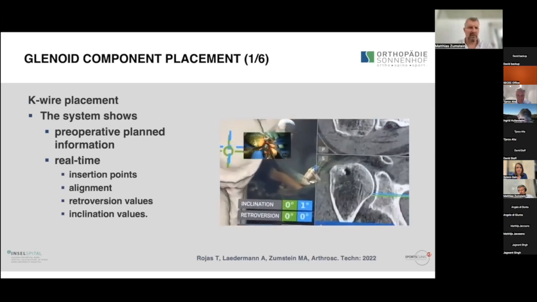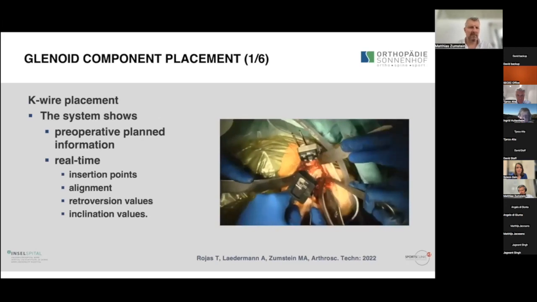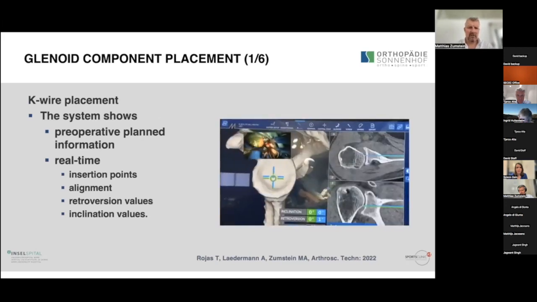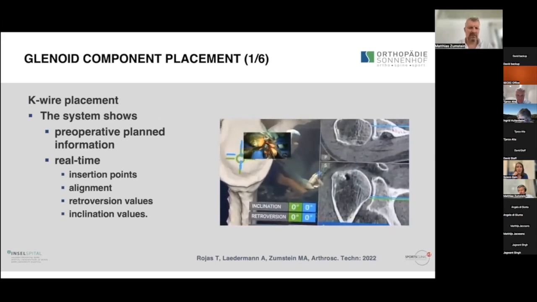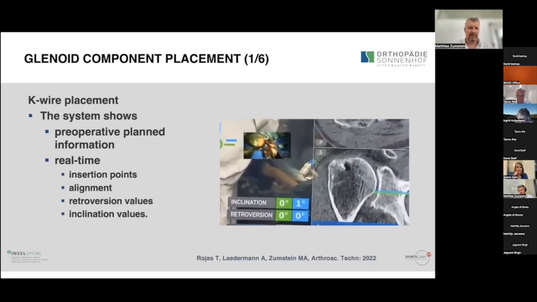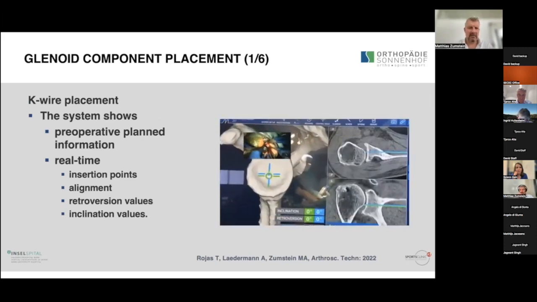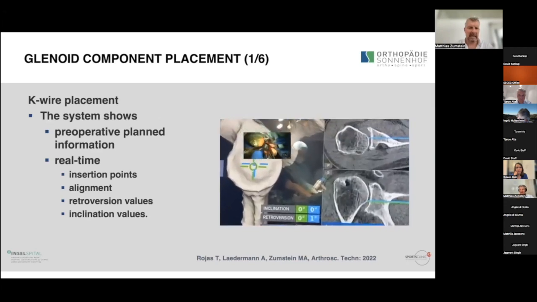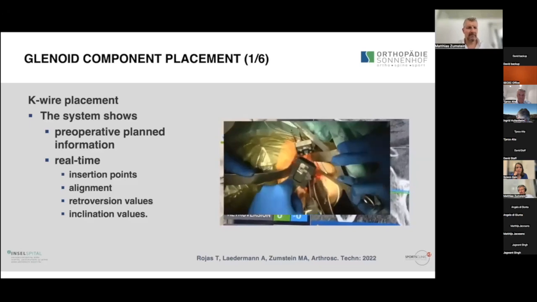And you see, if I'm not perfectly in line with the K-wire here, the system will show it to me and I have to correct it. Furthermore, it shows me my inclination and retroversion. Always the green one is the planned one, the blue one is my effective one. So I have direct, intraoperative feedback on how precise I am compared to the preoperative planning.